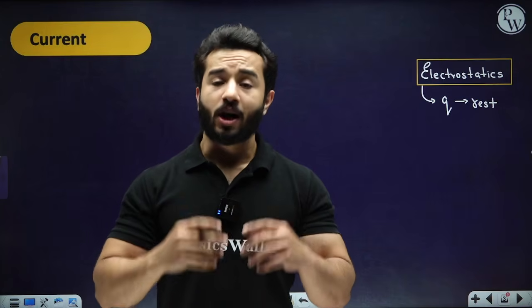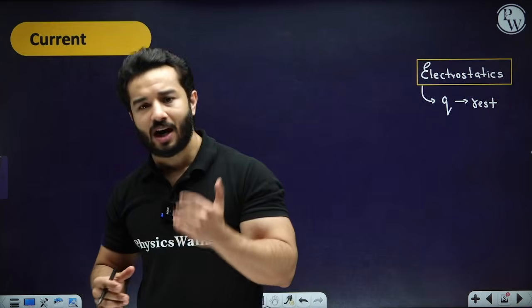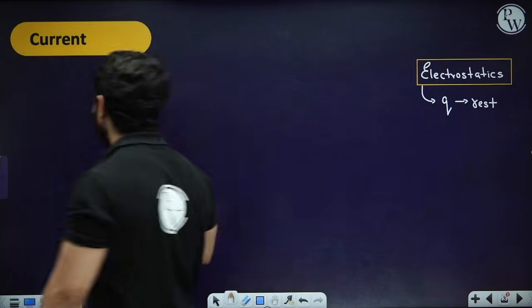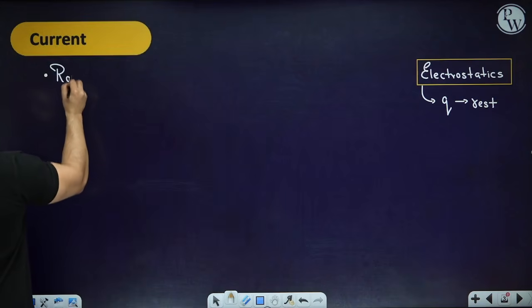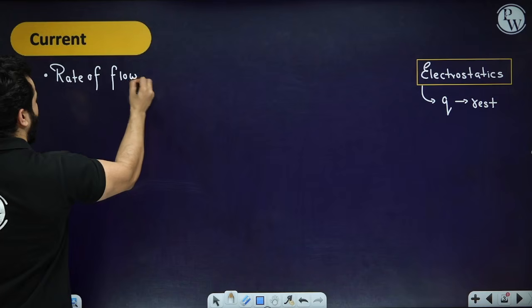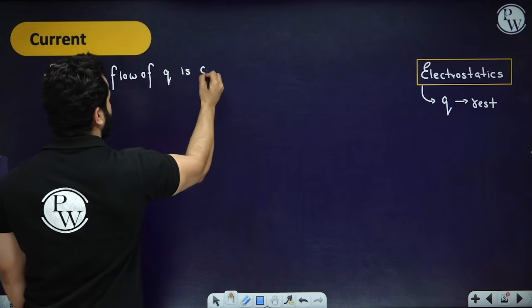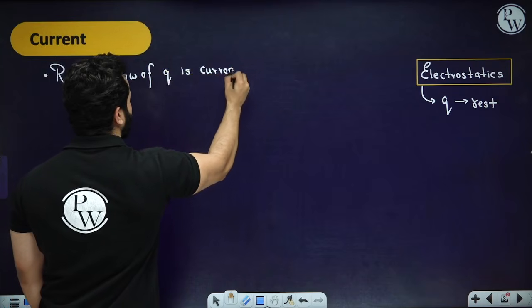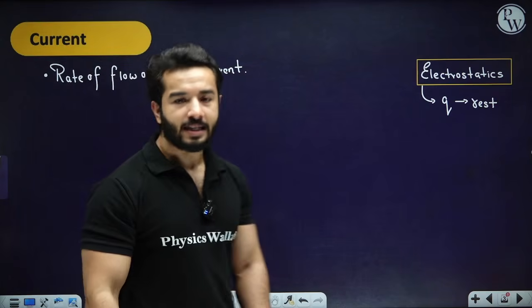Now, when we are going to talk about current electricity, we are going to say the rate of flow of charge. We are going to start our chapter with this thing, that the rate of flow of charge is current. A very easy peasy definition, dosto, right? A rate of flow of charge is known as current.